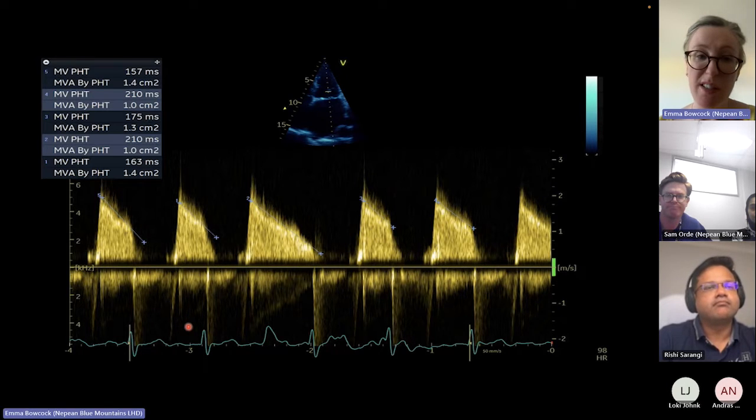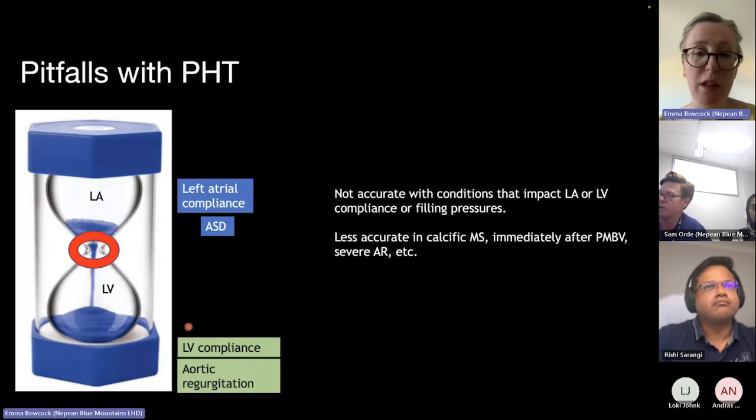So we should be doing this on all of the patients. We should absolutely measure pressure half time in prosthetic valves, but don't use it for calculating mitral valve area in prosthetic valves. Absolutely, we can use it for rheumatic mitral stenosis and stuff.